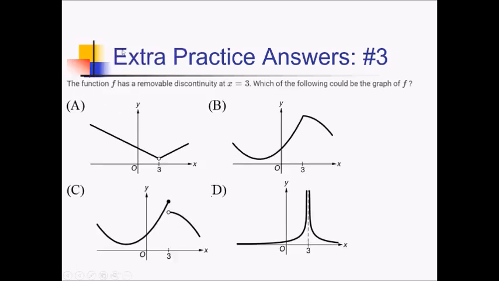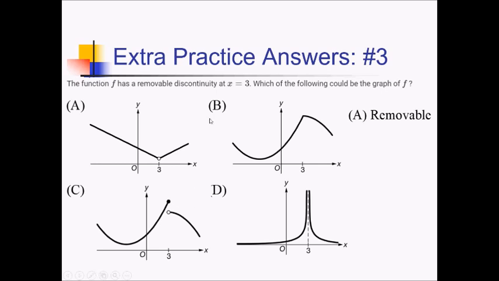For this problem, they're telling us the function f has a removable discontinuity at x equals 3. Which of these could be the graph of f? So let's just point out some of the key features for each of these graphs. So choice A, we have a removable discontinuity at 3, which is exactly what they said. So choice A is looking pretty good, but let's just consider the other ones.